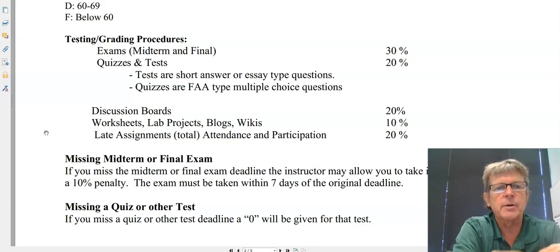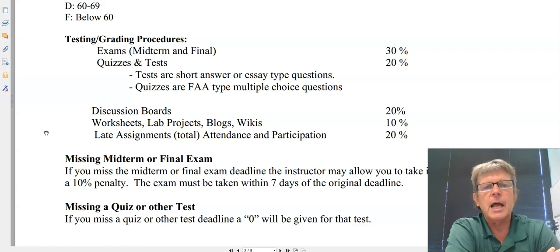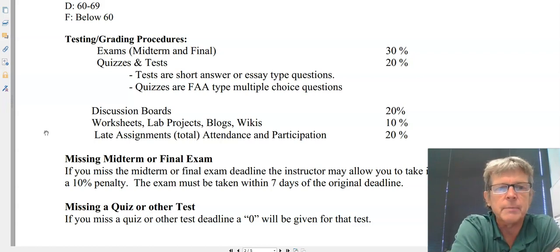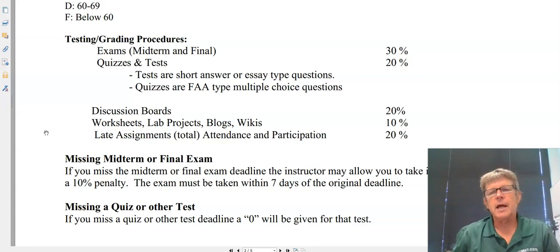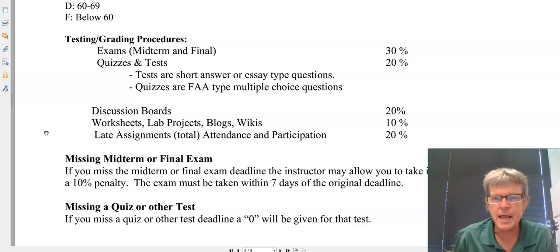Discussion boards is 20% of your grade. Worksheets, labs, blogs, wikis, everything else is 10%. Late assignments, attendance and participation. So late assignments, we're online. You've got to stay up with us.